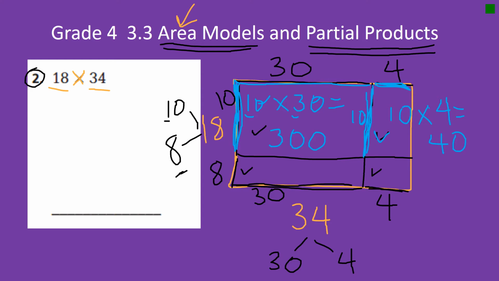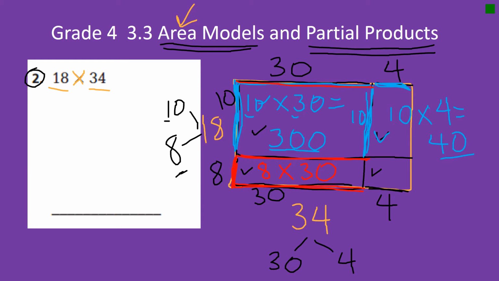So now we have 2 sections figured out, right? This big one's worth 300. This one is worth 40. Those are 2 of the partial products. So let's move down to this one. Okay, it's 8 rows, and how many are in each row? 30. Because look, if there's 30 there, there are 30 there, there are 30 there, there are 30 in each row. We have 8 rows of 30.